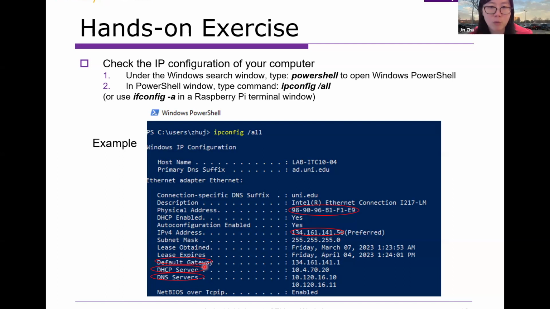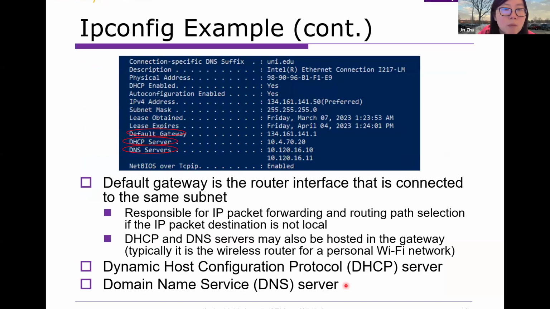They have to request an IP address. So this is some of the information. We also have the default gateway over here. The default gateway is the router interface that's connected to the same subnet, right?